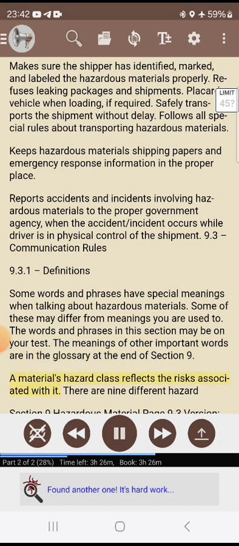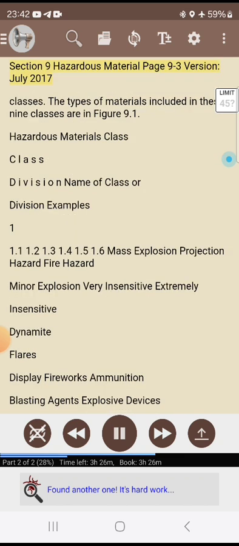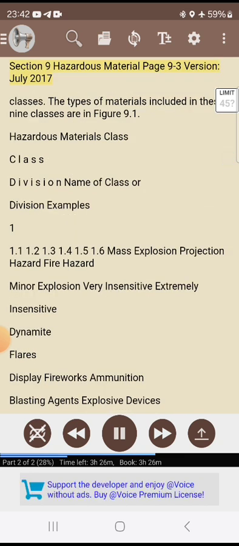A material's hazard class reflects the risks associated with it. There are 9 different hazard classes. The types of materials included in these 9 classes are in Figure 9.1.